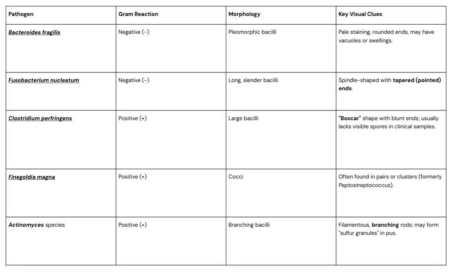This table breaks down some key bacteria by their Gram reaction, shape, and unique visual features. We see Bacteroides fragilis, which stains negative and looks like variable-shaped rods with rounded ends. Fusobacterium nucleatum is also gram-negative, but appears as long, slender rods with pointed tips. On the positive side, Clostridium perfringens shows up as large, blunt-ended rods, often called boxcar-shaped. Finegoldia magna is a positive coccus, usually in pairs or clusters. Finally, Actinomyces species are branching rods that can form distinctive sulfur granules in pus. These clues help us identify each pathogen under the microscope.